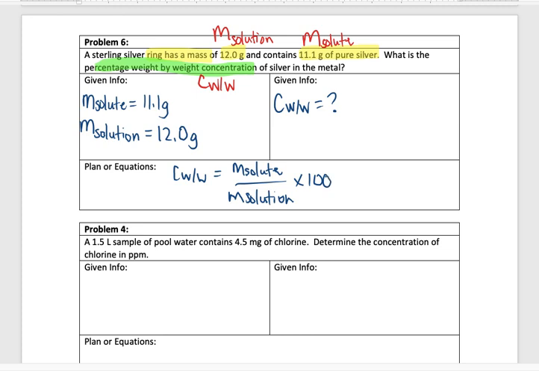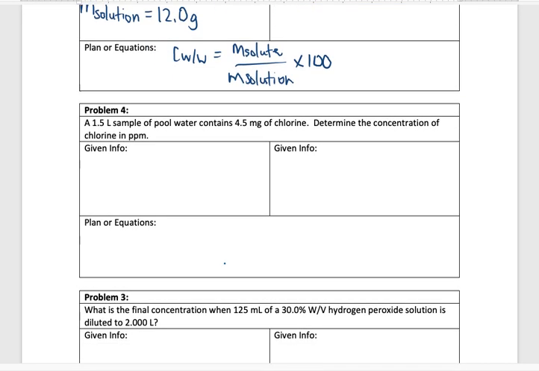Okay, so I think the hardest part here is just deciding, do you have mass? Do you have volume? Do you have concentration? That's what we've got to figure out. And sometimes you can have moles, right? Amount in moles. All right, next one.